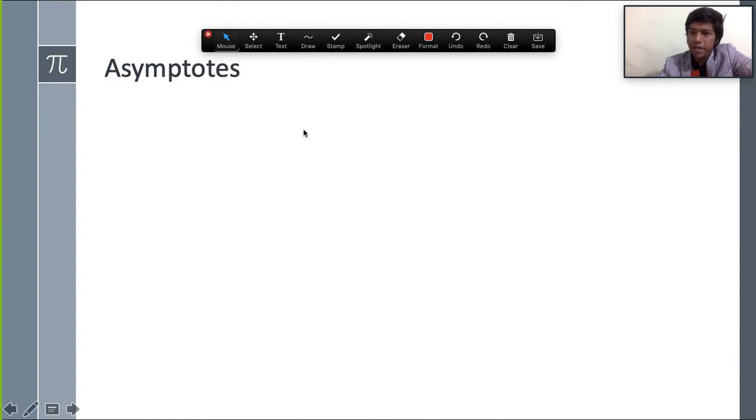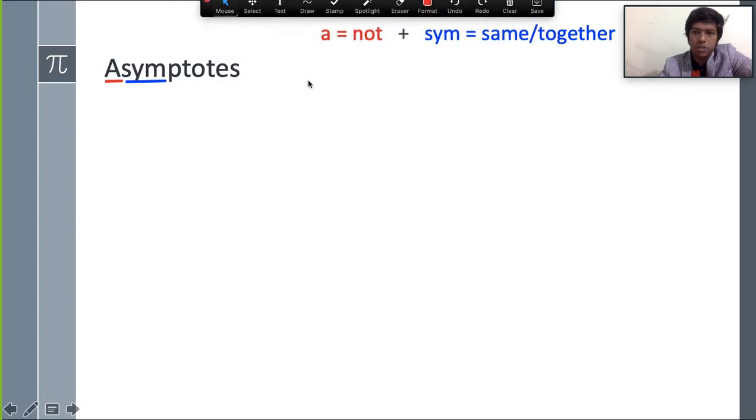Now another big idea: asymptote. The prefix a-sym means not, same or together. That means not same, not together. That is asymptote: something that comes close but is never exactly together.